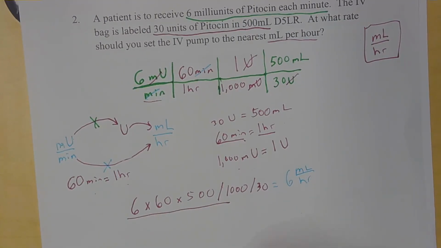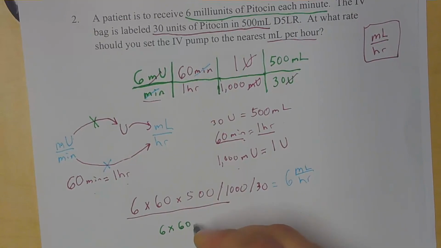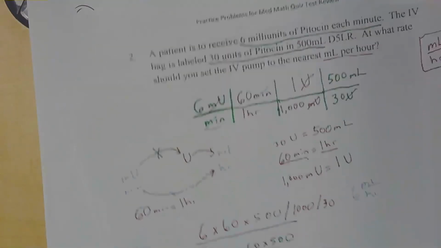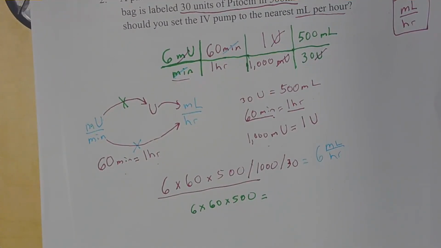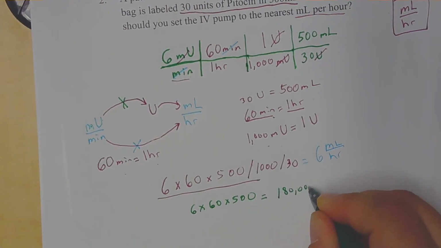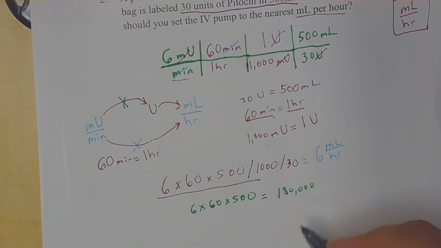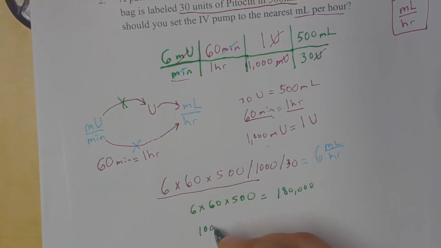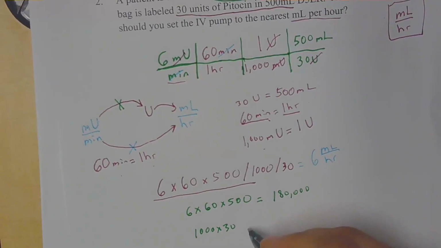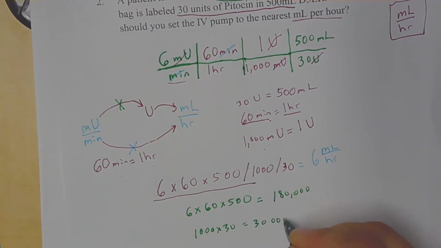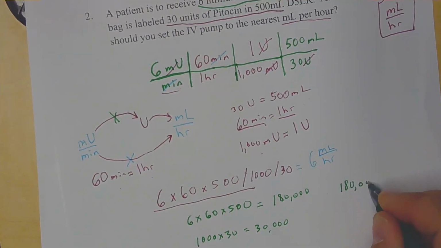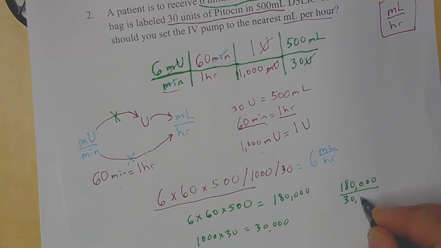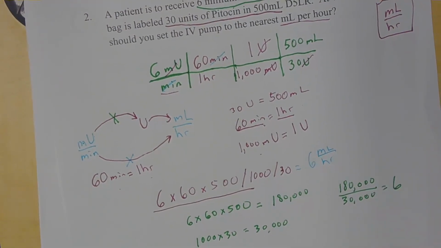Now, if you were to do it this way, 6 times 60 times 500, if you do that, you would get 180,000. And then if you did 1,000 times 30, you'd get 30,000. And then if you took 180,000 divided by 30,000, you would get 6.